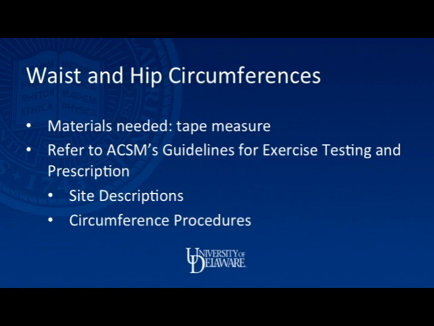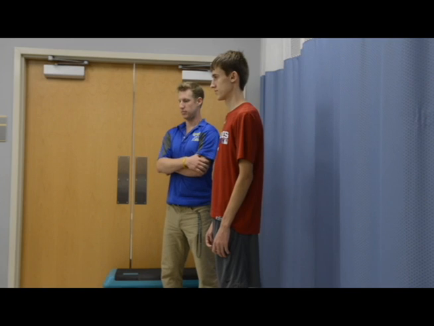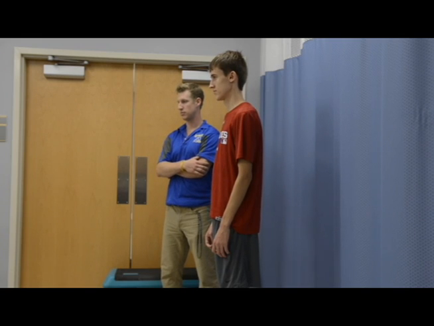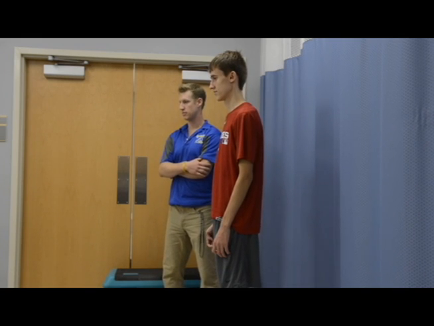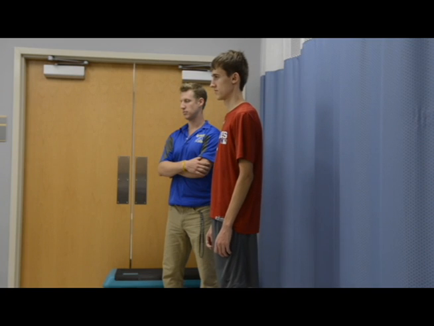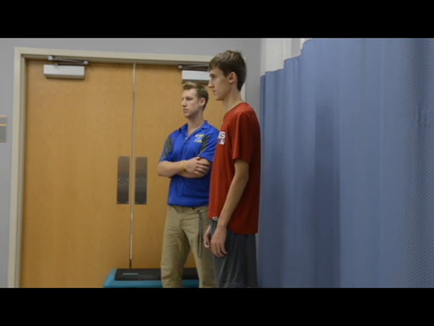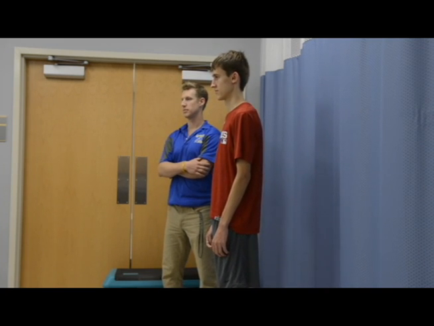Here we will be demonstrating the waist and hip circumferences and how we measure those. Circumferences of specific anatomy may be used to represent body composition. They also provide an additional measure and tool for health categories and risk stratification. We will be demonstrating both the waist measurement and hip measurement.